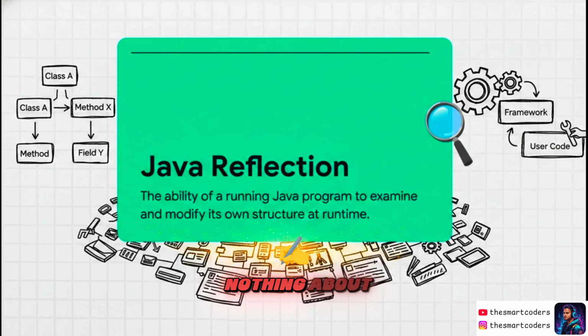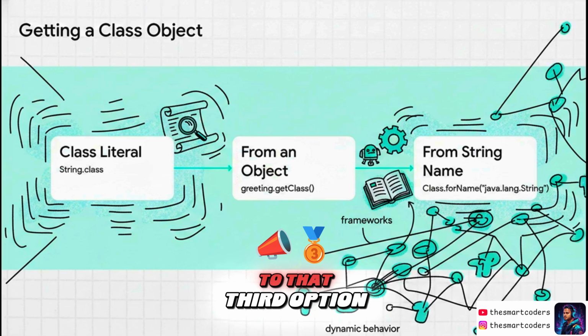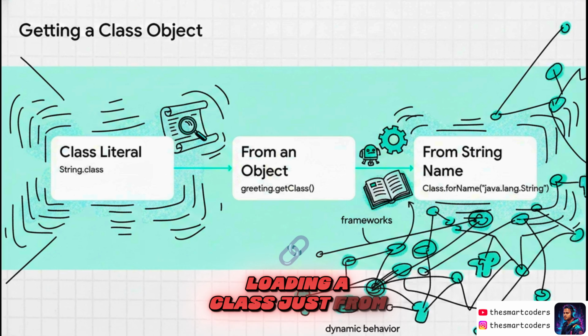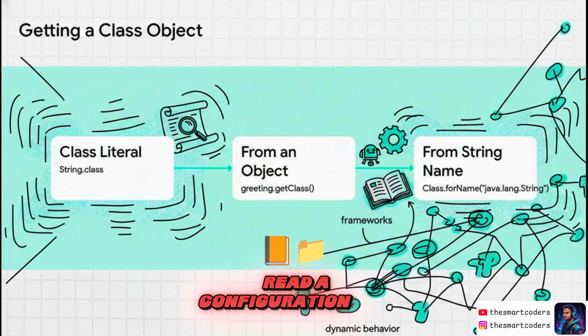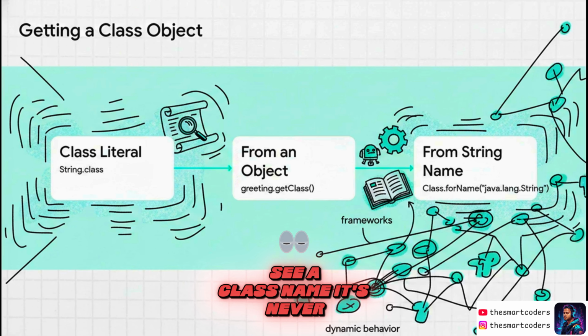Okay, so to use this superpower, you first need what's called a class object. Think of it as the blueprint for any object in Java. You can get it directly if you know the type, or from an object you already have. But I want you to pay really close attention to that third option, loading a class just from its name as a simple string. This is the key that unlocks everything. It means a framework can read a configuration file, see a class name it's never encountered before, and bring that class to life.